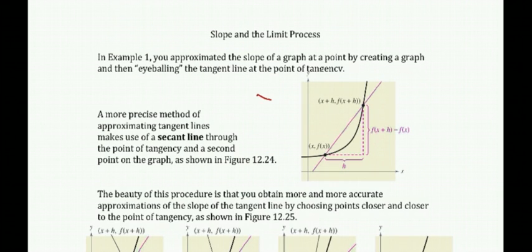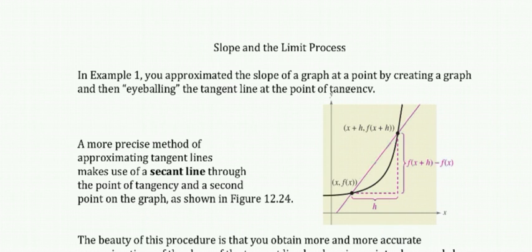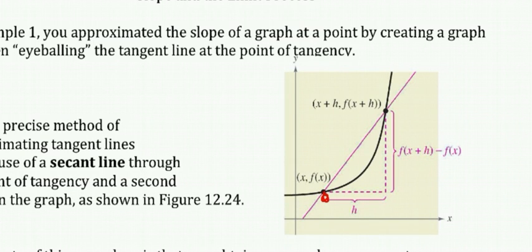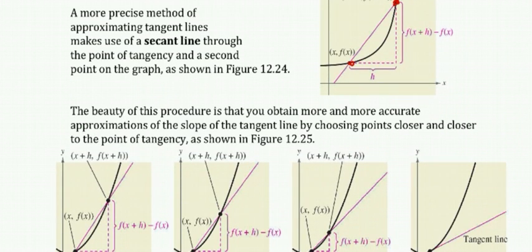Now, in that example, we approximated the slope of the graph at a point by creating a graph and eyeballing the tangent line. A more precise method of approximating tangent lines is to make use of a secant line through the point of tangency and a second point on the graph. If we're trying to calculate the slope at that point, we approximate it using the slope from that point to another point, and then change as we go along. The beauty of this procedure is that you obtain more and more accurate approximations of the slope of the tangent line by choosing points closer and closer to the point of tangency.